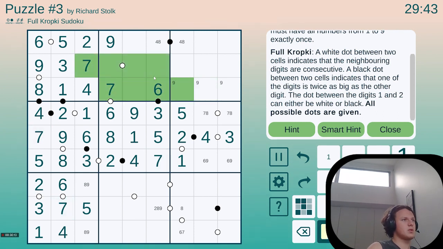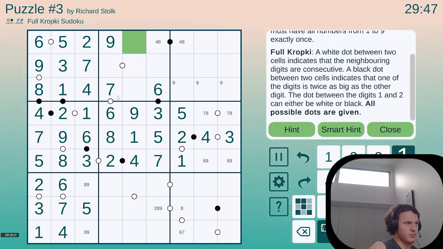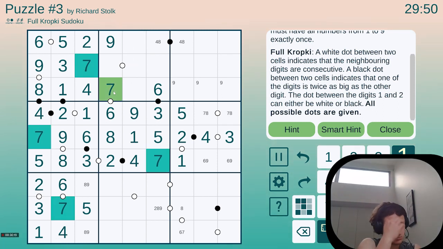Now the 7 in this box is pretty... The 7 has to go up here. After that, we've already got a 7 in the box. Yep. Let's just forget about that one. Obviously you can't have 2 7s in the same box. I mean, that's the classic Sudoku rules. Maybe I should read them. Maybe I should.